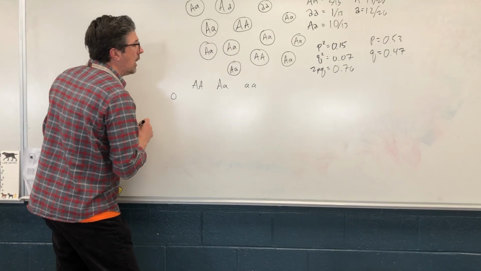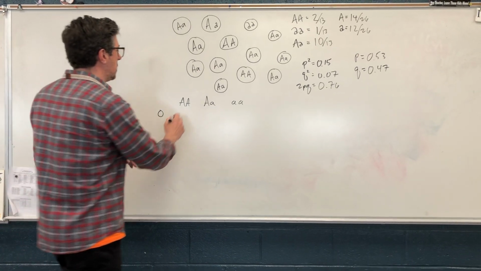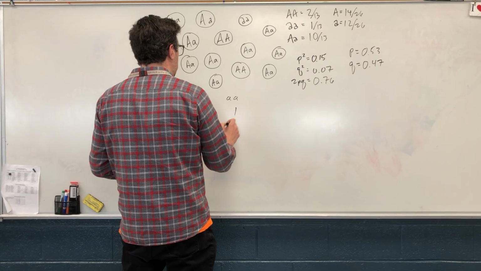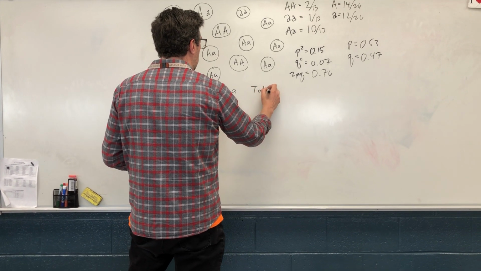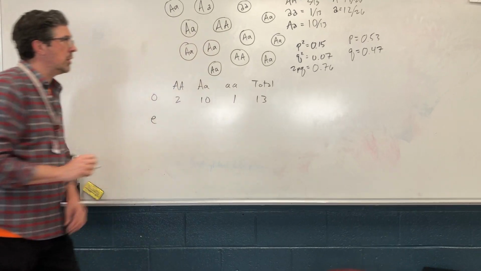Observed. Remember, this should be count data on a chi-square. So this is 2, this is 1, this is 10. That is a total of 13. How do I get my expected?